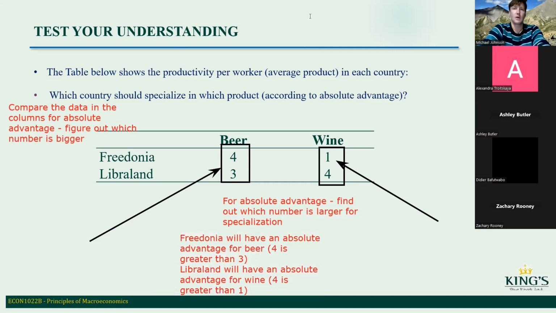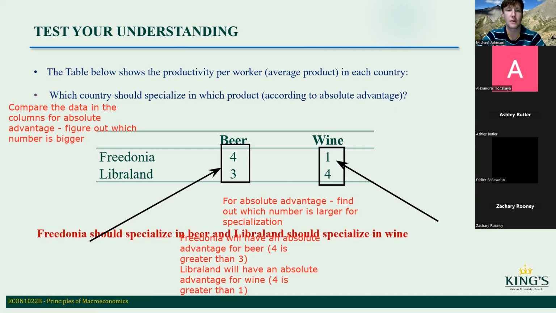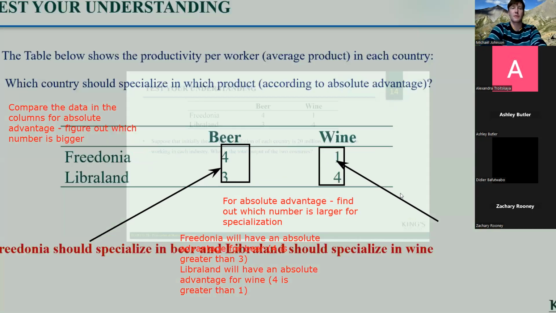It's the columns. And then for comparative advantage, it's the rows. So that's the difference between comparative advantage and absolute. So absolute is columns here. So Fredonia should specialize in beer and Liberland should specialize in wine. You did a great job on that one.